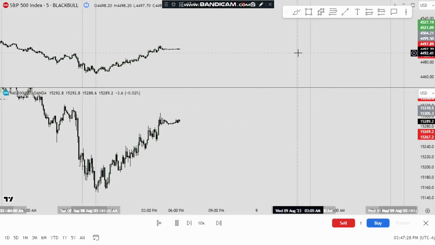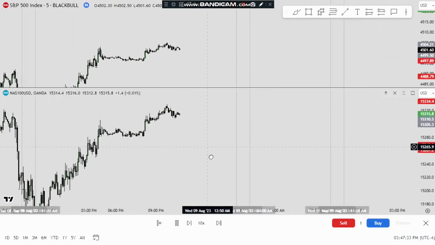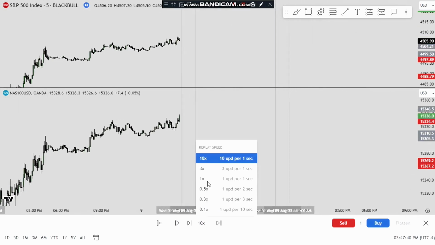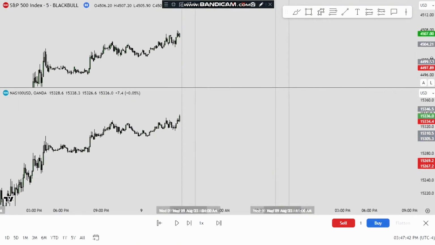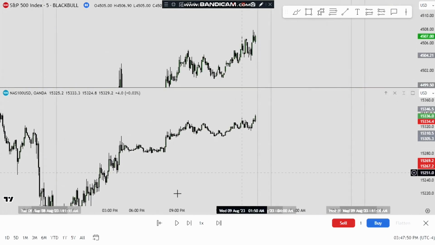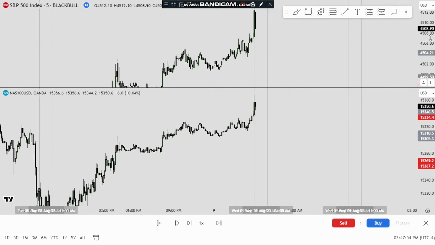Let's see if we get any trade on the 9th of August. Okay, we got here. This is 3 to 4 AM window. Now I forward it. There is no divergence, okay.